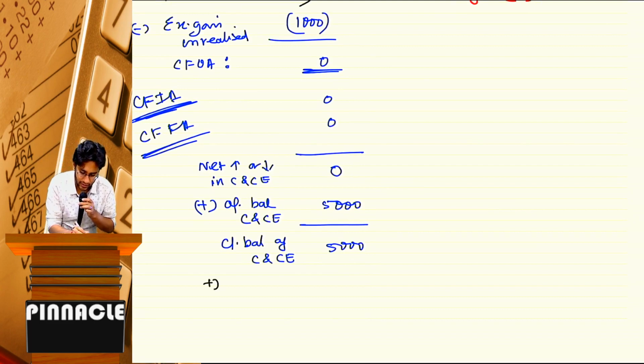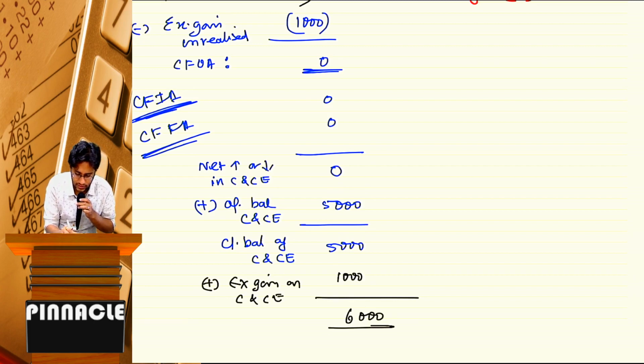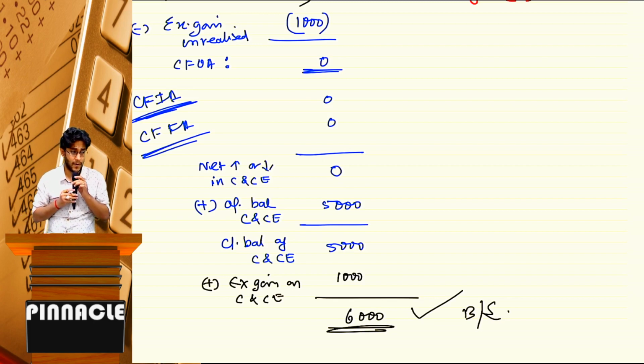Here you add the exchange gain; if it is a loss, you have to deduct it. Exchange gain on cash and cash equivalents is 1,000. This will give you 6,000. This is as per your balance sheet cash and cash equivalents.